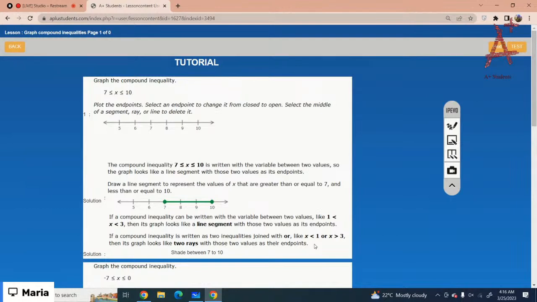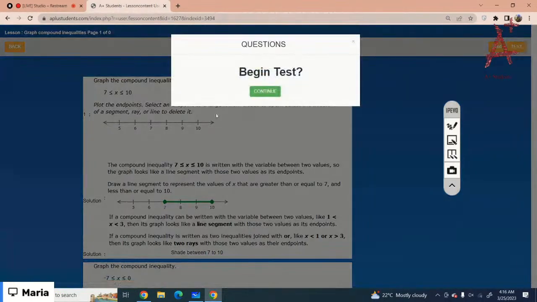Let's just start with the test questions. You can have a look at the tutorial by yourself later today. So let's just start with the test questions.